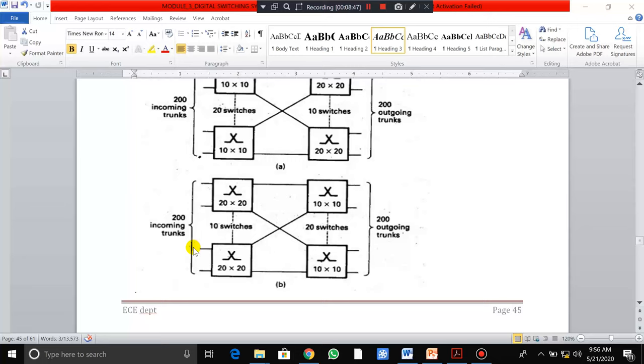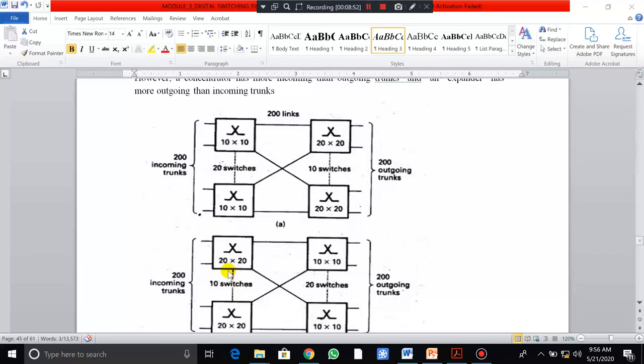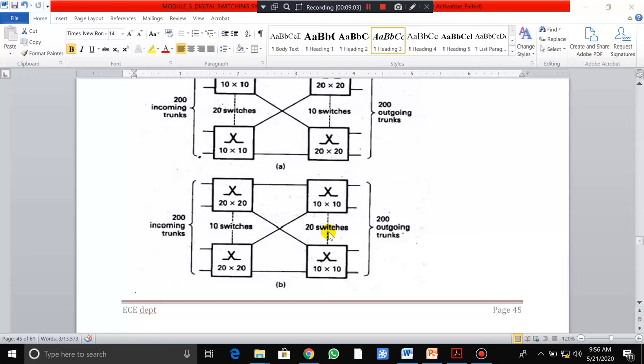So here, for incoming trunks they are taken as 20 cross 20, and here they are taken as 10 cross 10. Similarly, in diagram B they are given vice versa, that is for outgoing trunks they made it 10 cross 10, and for incoming they made it 20 cross 20, which you can notice in the diagrams. There are A and B.